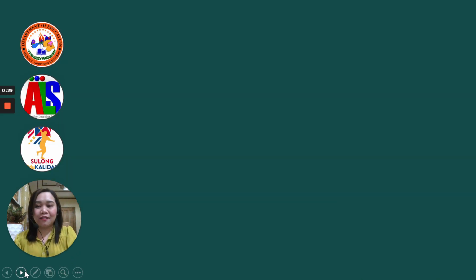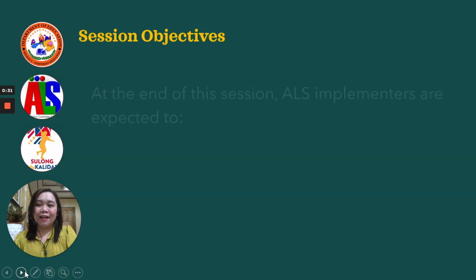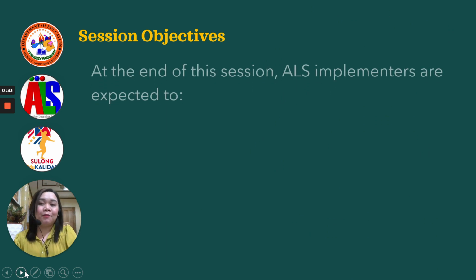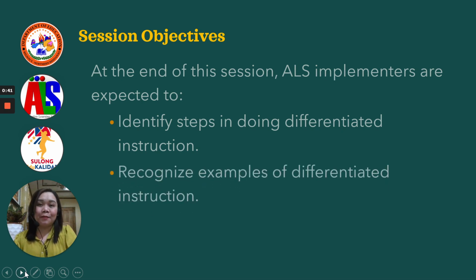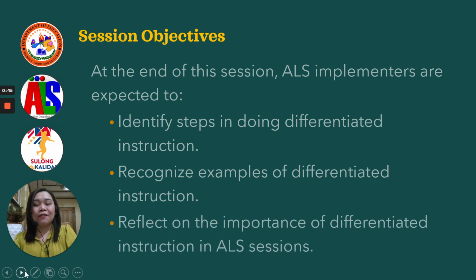Our session objectives are the following. At the end of this session, ALS implementers are expected to identify steps in doing differentiated instruction, recognize examples of differentiated instruction, and reflect on the importance of differentiated instruction in ALS sessions.